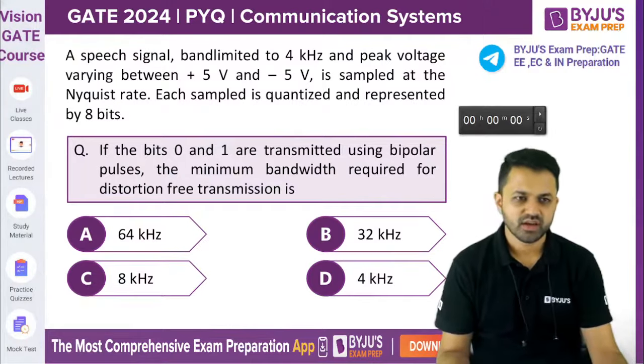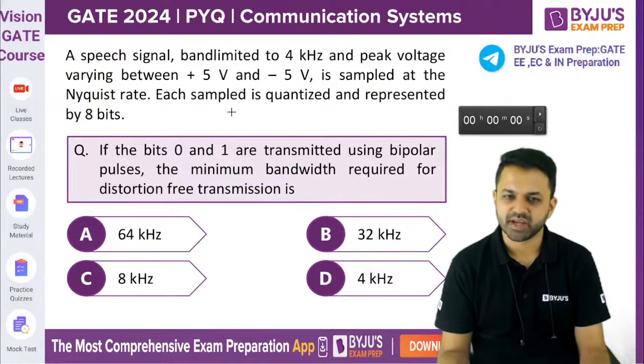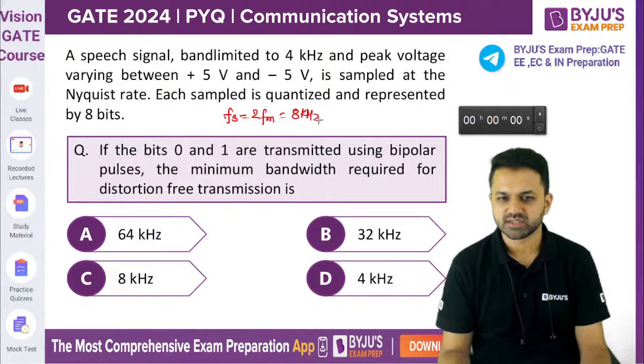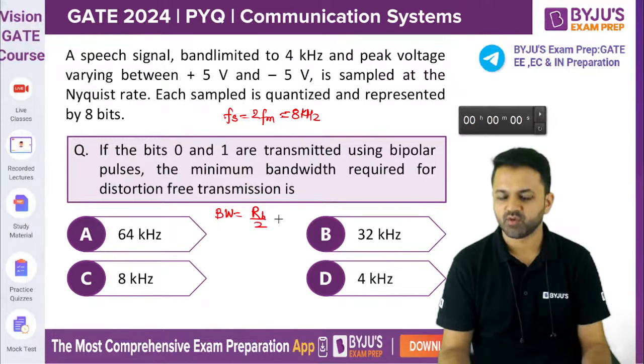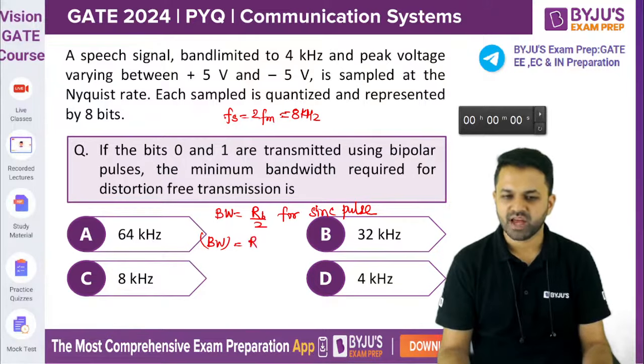So here, as you can see, the signal is band limited to 4 kilohertz. So the sampling frequency will be twice of fm, so it would be 8 kilohertz, right? And we want to calculate the bandwidth. So bandwidth is generally Rb by 2 for the sinc pulse, that is a raised cosine pulse or sinc pulse. But here it is asking for polar. So polar will have the bandwidth Rb, that is for bipolar. Okay, so for bipolar it is Rb.